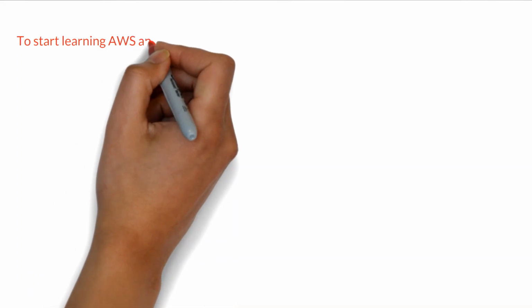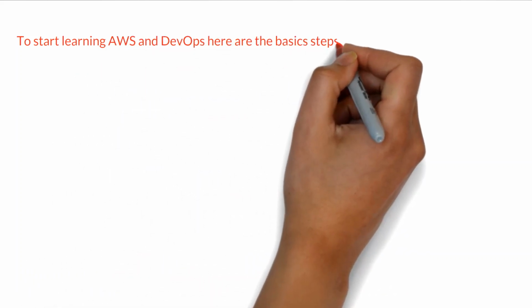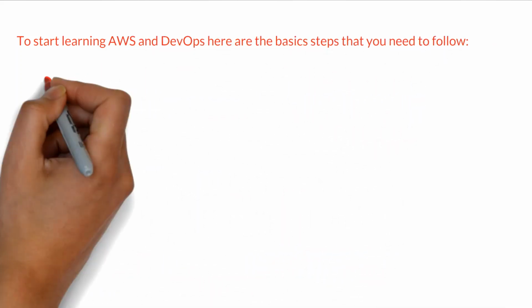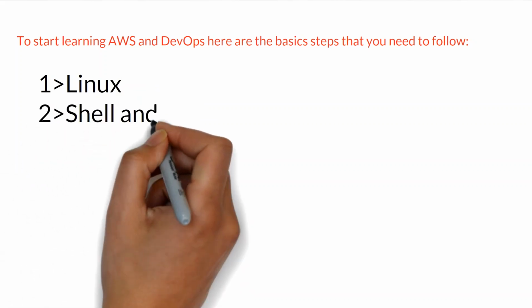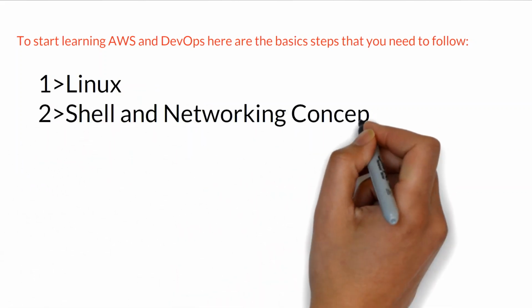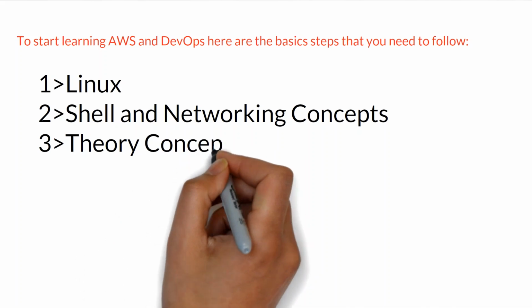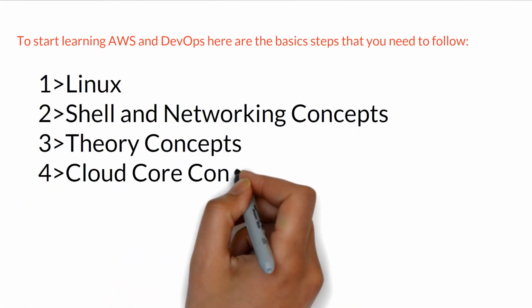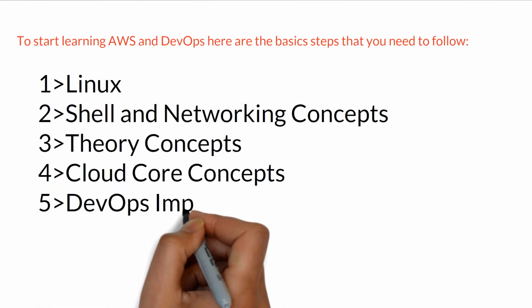To start learning AWS and DevOps, here are the basic steps that you need to follow. 1. Linux. 2. Shell and networking concepts. 3. Theory concepts. 4. Cloud core concepts. And 5. DevOps implementation.